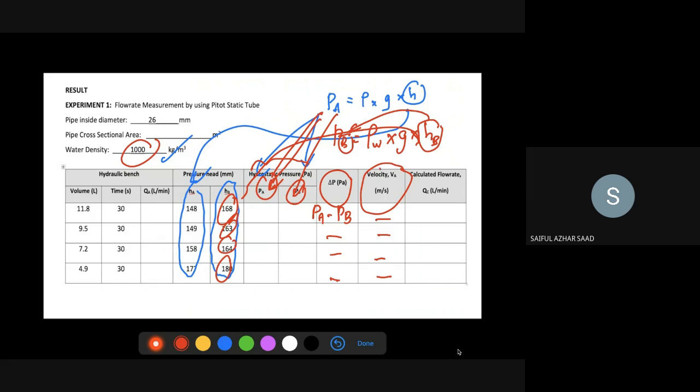Once I know the velocity, I can also calculate the flow rate. Basically, before this, I already calculated the velocity, right? So let's say my velocity comes from this formula: V1 equals (P2 minus P1) multiplied by 2 over rho. Let's say I got the velocity equal to, for example, 3 meters per second.